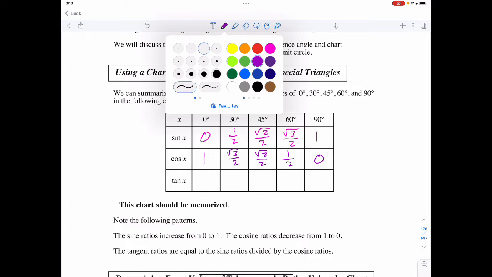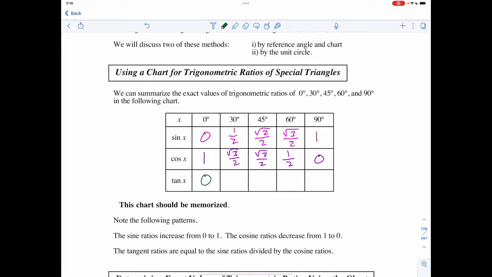Tan starts at 0, and then goes to root 3 over 3, then to 1, then to the square root of 3, and finally is undefined. It's always undefined for tan when it lands on the y-axis. So at 90 degrees, logically speaking, the same thing would happen at 270 degrees, so on and so forth.